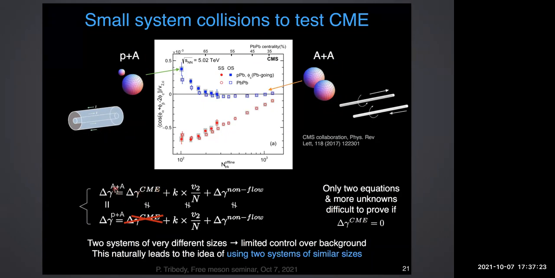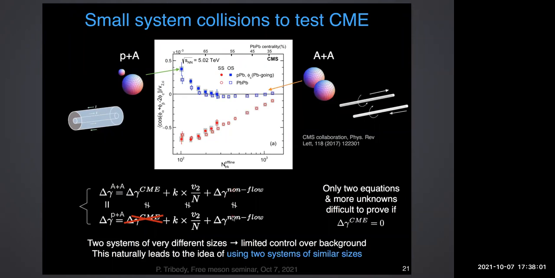You can immediately see that you cannot do that, because you have two equations and 1, 2, 3, 4, 5 unknowns. The reason they are unknowns is that this term is different in lead-lead than in proton-lead. So from two equations and about 5 unknowns, you cannot prove anything about whether CME exists in heavy ion collisions or not. That's our goal. We want to prove that this term is non-zero here. So immediately it tells you that what you should do is try to have better control of this term.